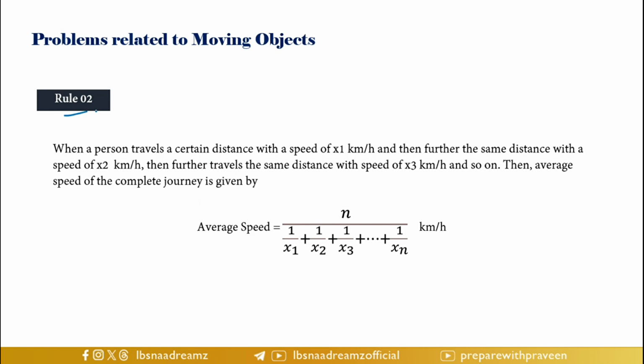So rule number 2: when a person travels a certain distance with a speed of x1 km per hour, then further the same distance with the speed of x2 km per hour, and then further travels the same distance with the speed of x3 km per hour, and so on, then the average speed of the complete journey is given by: average speed is equal to n by 1 by x1 plus 1 by x2 plus 1 by x3 and so on to 1 by xn kilometer per hour, right? So let us see the example for this.